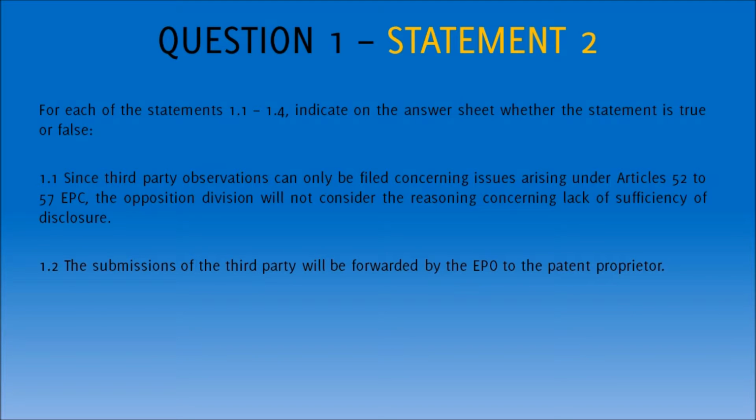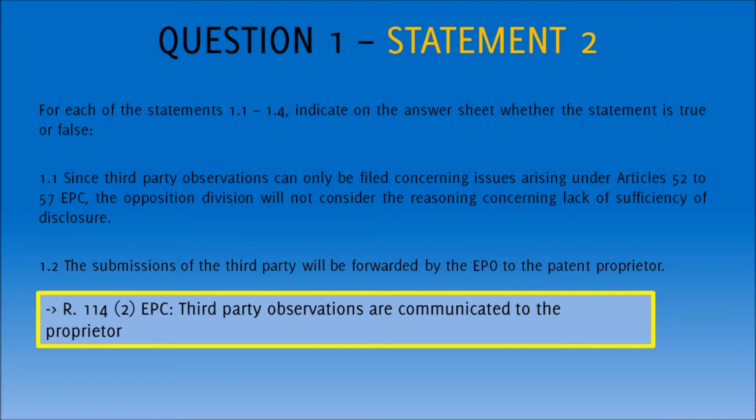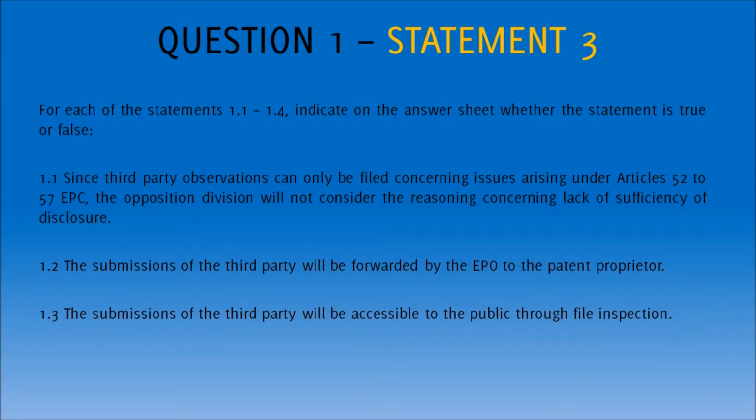It reads, the submission of the third party will be forwarded by the EPO to the patent proprietor. Well, if you know the proceedings before the EPO a little bit, you will know that pretty much everything is forwarded to the parties of the proceedings. And of course, there's a good reason for that. Each party needs to know which arguments and evidences are part of the proceedings so that they can react in the right way to it. But again, it's better to know the legal basis for that. And Rule 114.2 EPC reads, third-party observations are communicated to the proprietor. So this statement is correct.